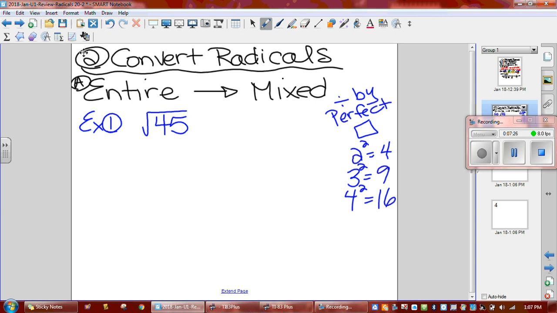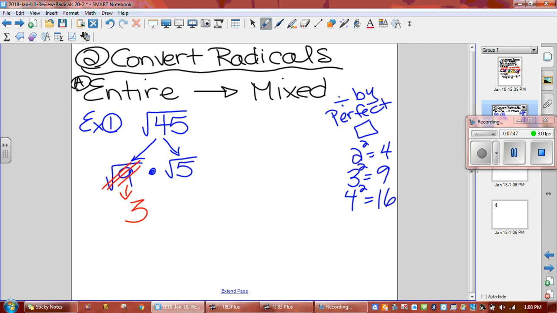We're going to notice that it divides by 9 evenly, 9 times 5. So we always start with our perfect square on the left because he's the one that's going to become the coefficient. We're solving him. And then root 5. They multiply together. So, cross off root 9. He solves and becomes the digit 3. The root 5 slides beside him. And now you've got a mixed radical.